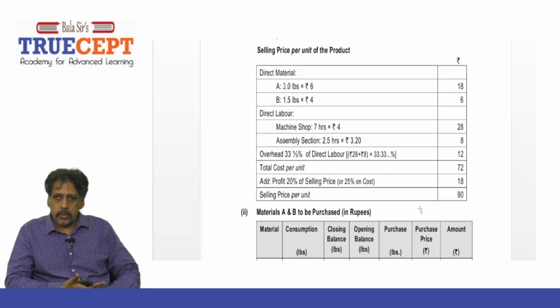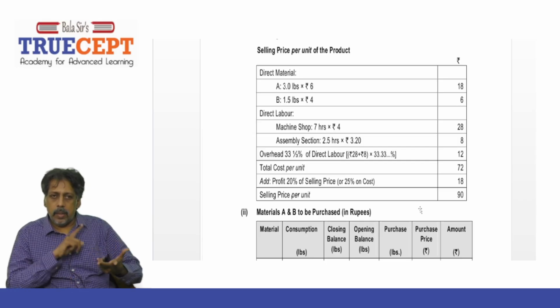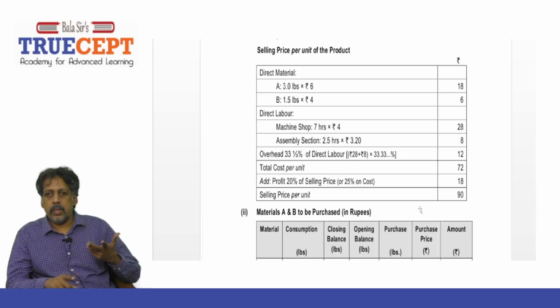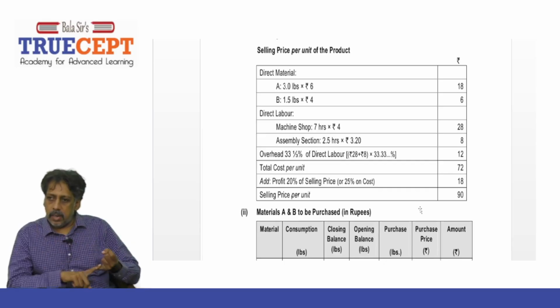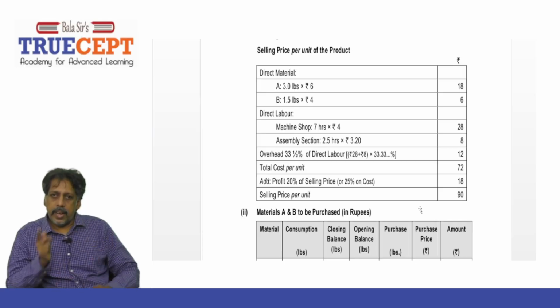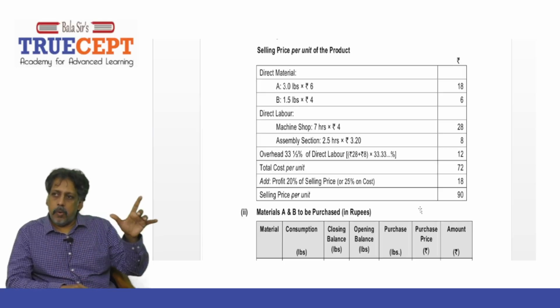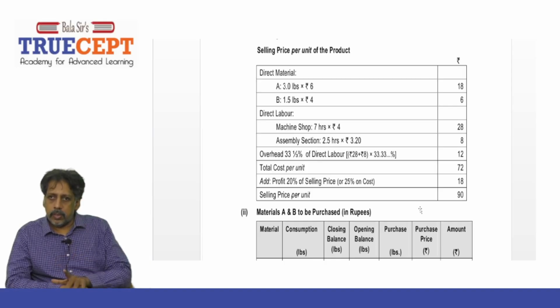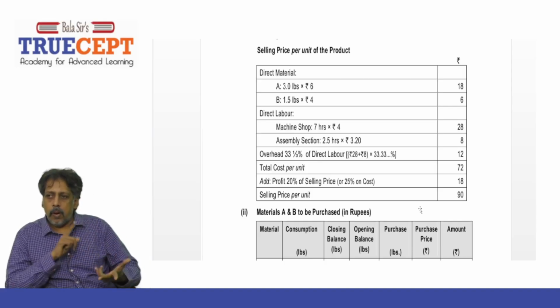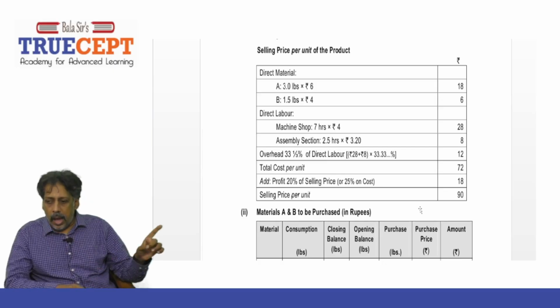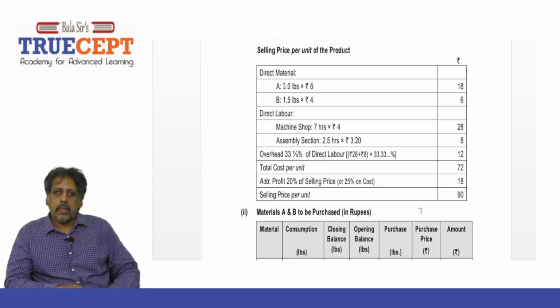Next, add profit 20% of selling price or 25% on cost. You know how you get that? 20% on selling price means what? Suppose the selling price is say 100. What is the profit? 20. So what is the cost? 80. So 20 profit by 80 cost is 1/4. So you add profit of 1 by 4 on 72. How much? Rupees 18. Adding both, how much do you get? Selling price per unit is 90 rupees.